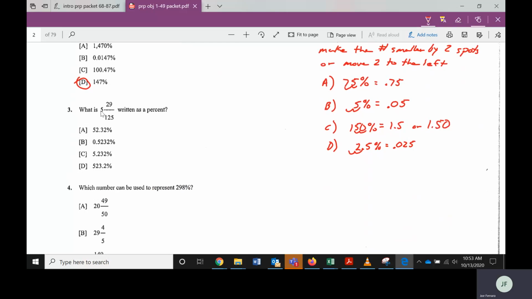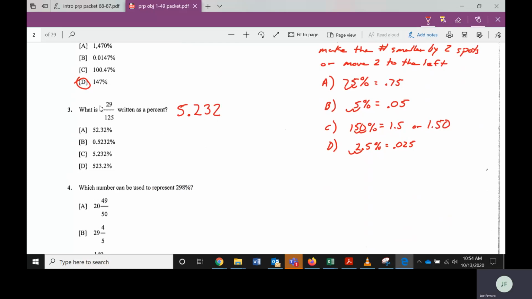Okay, so next type of problem. What is 5 and 29/125 written as a percent? The first thing we're going to do is change this to a decimal. I know a lot of you don't like working in fractions anyways, so let's get out of that. We know the whole number part is 5, so you don't have to do anything with that. Now take the fraction. Remember, fraction to a decimal, you take the top number divided by the bottom. So 29 divided by 125 is going to be 0.232.